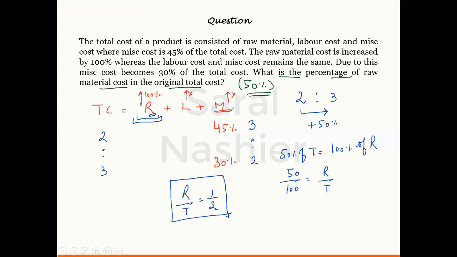So the concept that we have used here is the same that we have studied before, that if the value remains constant, for example here the miscellaneous cost remains constant, but its percentage changes. Its percentage has changed from 45% to 30%. So basically it has changed in a ratio of 3:2 if I look in terms of ratios. And that 3:2 means a ratio of 2:3 for total cost. That means there is an increase of 50% in the total cost. And all that 50% increase is because of the raw material cost only, because no other cost has changed. So therefore we are saying 50% of total is 100% of raw material cost. From there we got the answer.